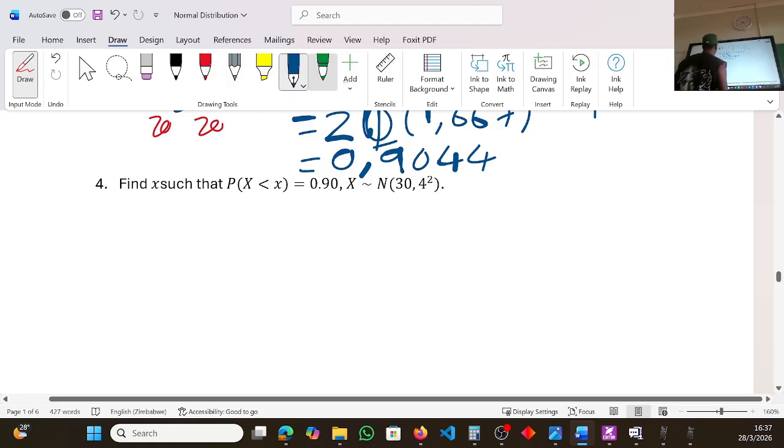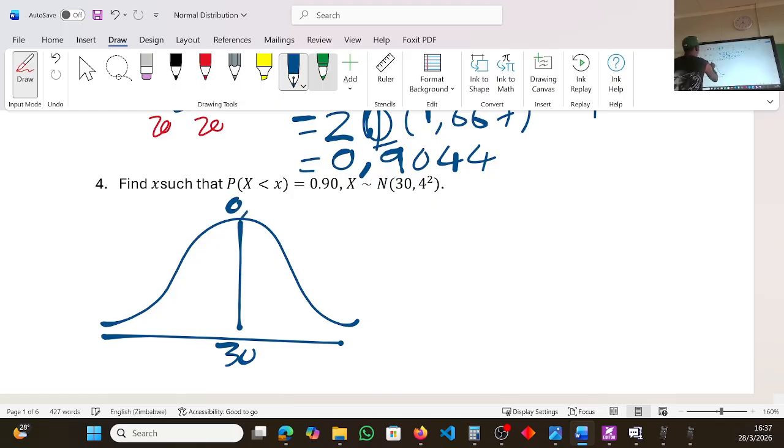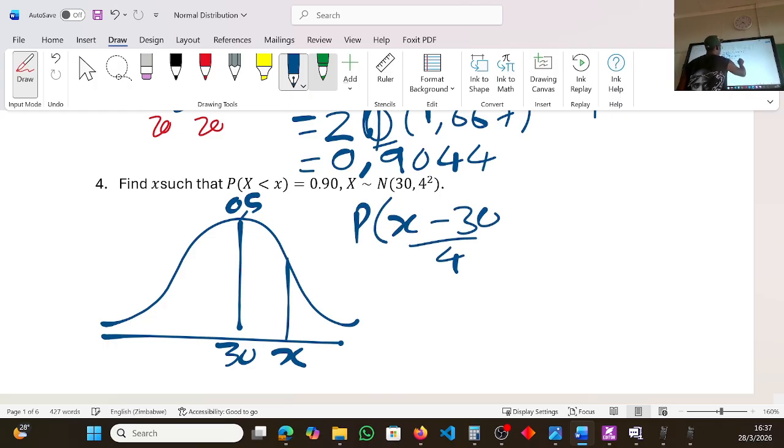So this time around, I'm given the probability, but I want the value which gave us such a probability. So there we are. Our mean is 30, but we are saying x is less than a certain value, and it gives us a probability of 0.9. But remember, the symmetrical part gives us a probability of 0.5, implying if we say x is less than a certain value, it means we are interested in the area to the left. If it's 0.9, it means our x is supposed to be somewhere there. Then we are going to say, when we standardize, x minus 30 all over 4 is equal to 0.9.